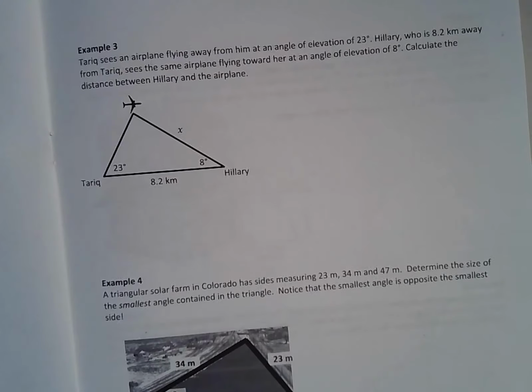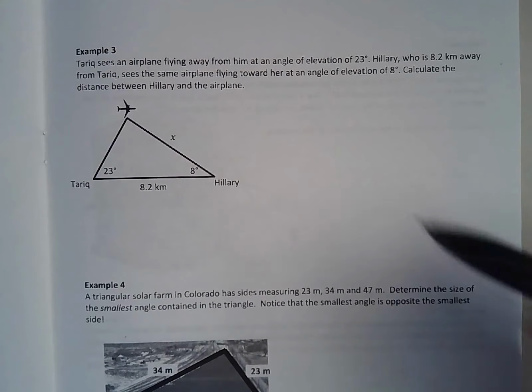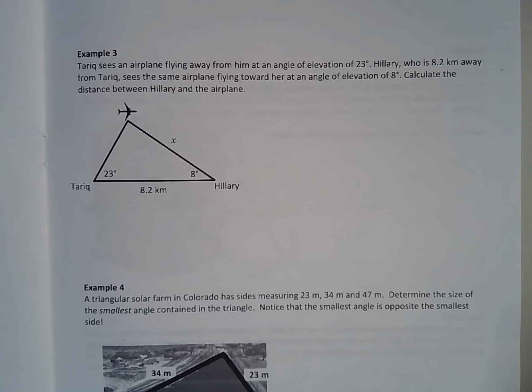So let's take a look at this part. Example number 3. It says here, Tariq sees an airplane flying away from him at an angle of elevation. Oh, angle of elevation, what's that mean? And Hillary, who is 8.2 kilometers away from Tariq, sees the same airplane towards her at an angle of 8 degrees. Calculate the distance between Hillary and the airplane.